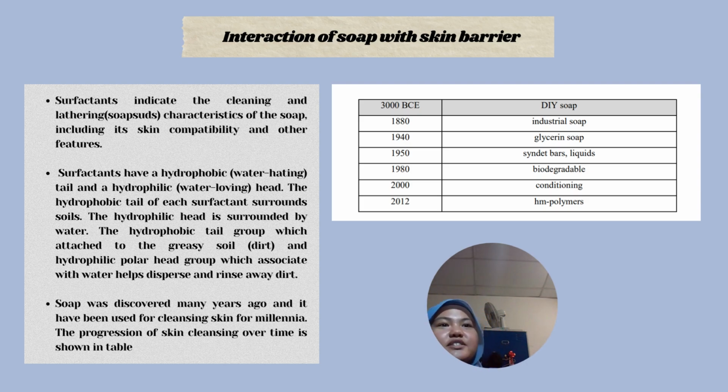Soap was discovered many years ago and it has been used for cleaning skin for millennia. The progression of skin cleansing over time is shown in the table. Over 3,000 years before, people were using Java soap. In the year 1880, they were using industrial soap. In 1940, they were using Hessian soap. In 1950, they were using synthetic bars and liquids. In 1980, people were using biodegradable soap. In 2000, people were using conditioning soap. And the latest one is 2012, when people used HM polymer soap.